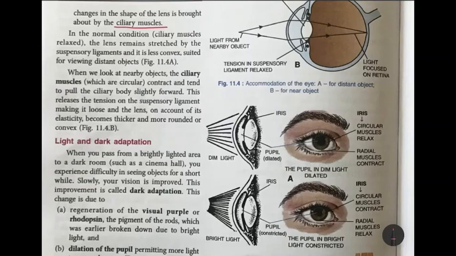But when we are to look at objects which are nearby, near the eye, when you want to read something, the ciliary muscles, I already told you, are circular, they will contract and they will pull the ciliary body forward. So what happens when the ciliary body is pulled forward? It releases the tension on the suspensory ligament and makes it loose. And the lens, because it is elastic, becomes thicker and more rounded or convex, and the nearby objects are clearly seen.